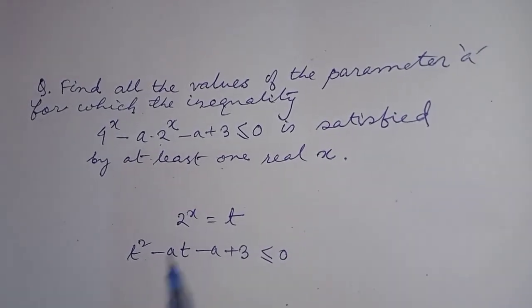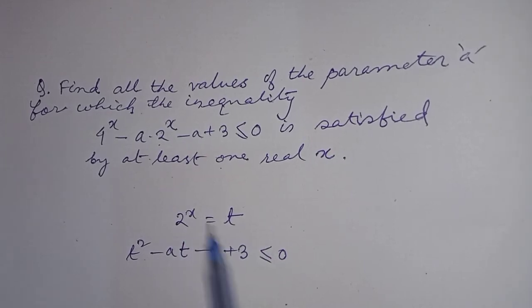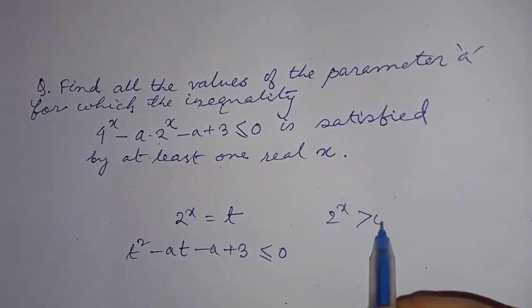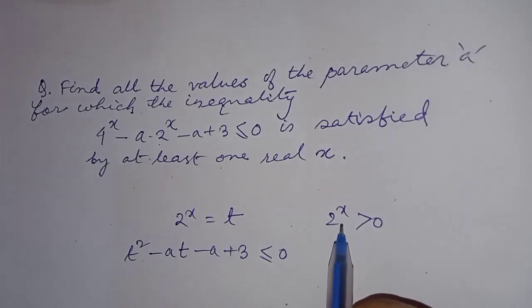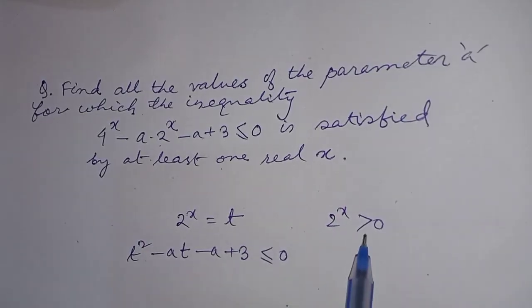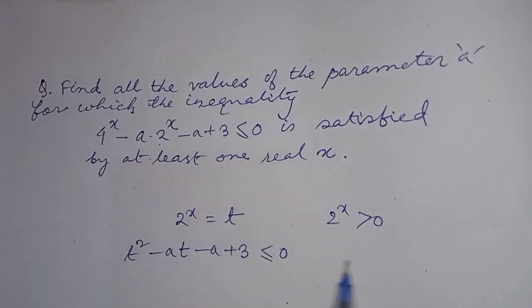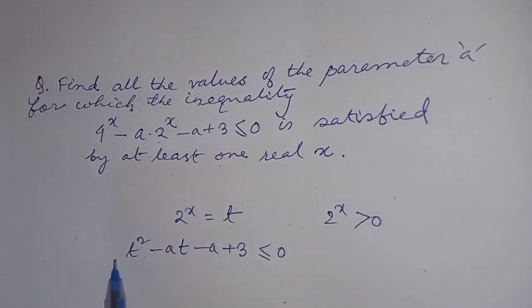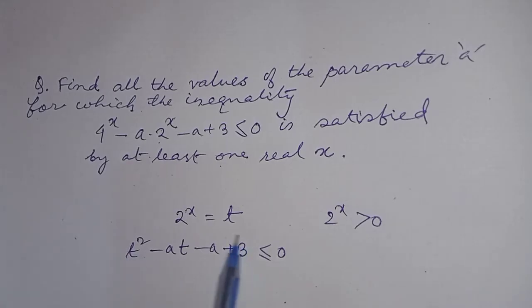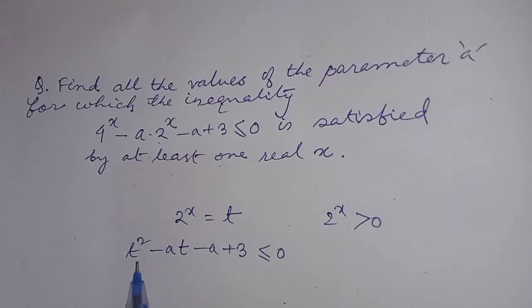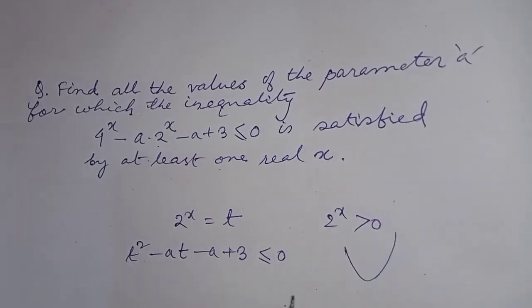Notice that 2 to the power x is always greater than 0, strictly greater than 0. It can be considered to be equal to 0 at minus infinity, but we are not including that case, so it is strictly greater than 0. And the coefficient of t squared is positive. So this expression is a parabola, more specifically an upward opening parabola like this.